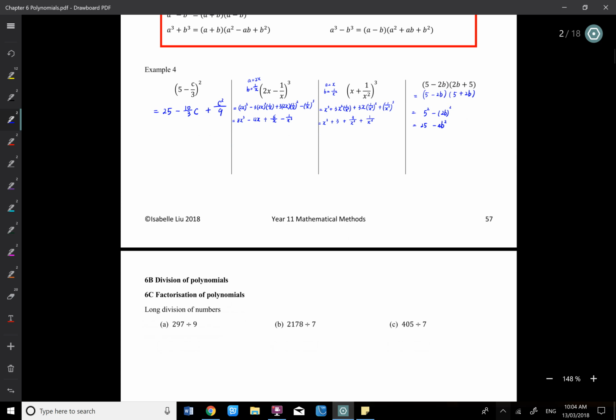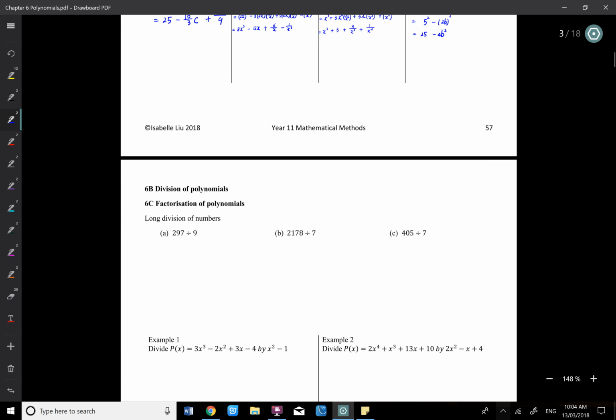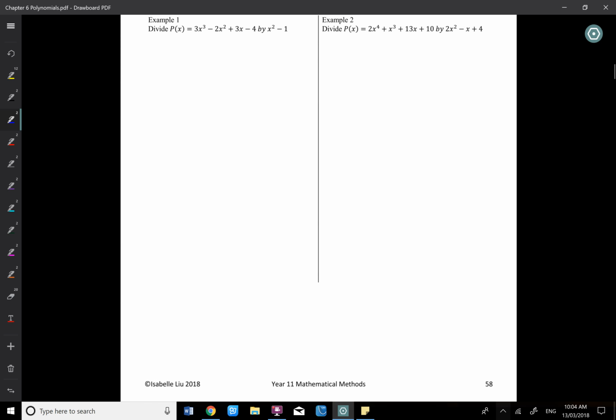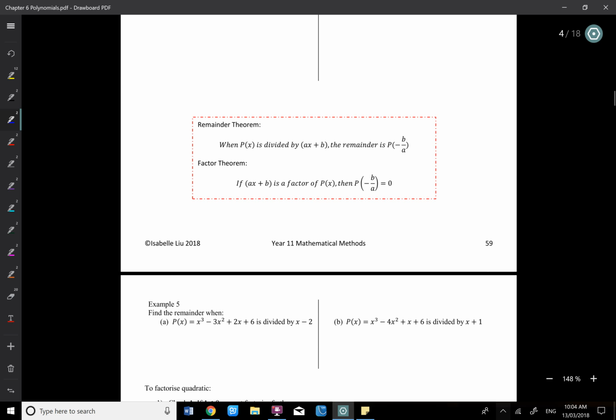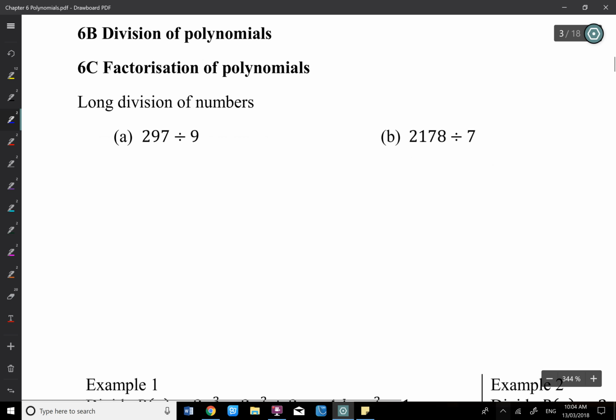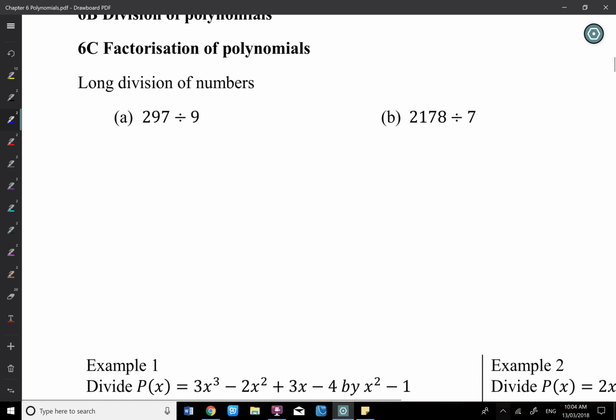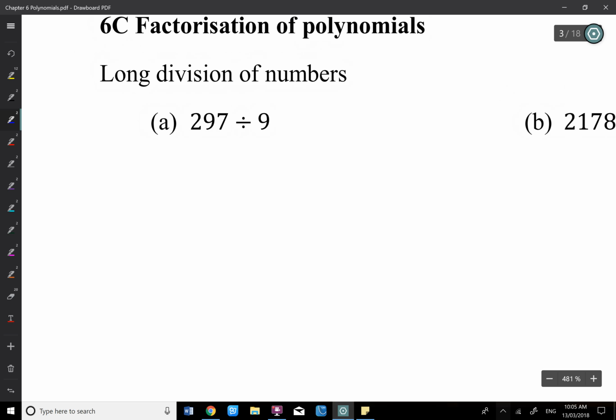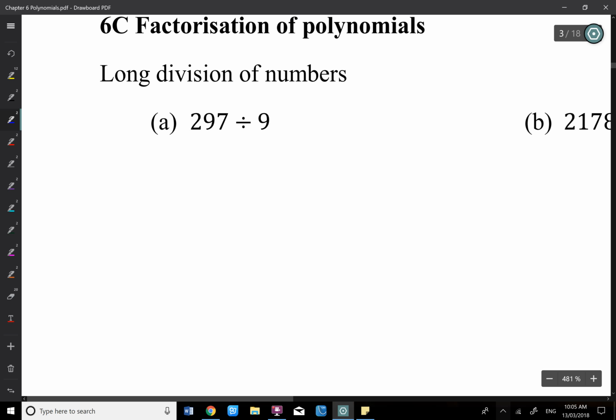Okay, these are some expansion questions. Let's go to the next page. Have you learned long division last year? Like polynomial long division? Yeah, we have done that. Okay, so just quickly revise on long division. So number long division, 297 divided by 9. Okay, if you can just quickly do that.